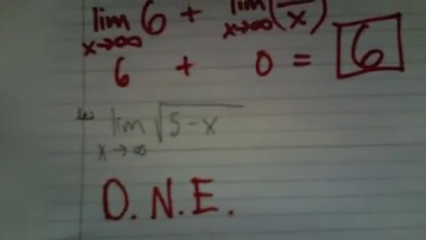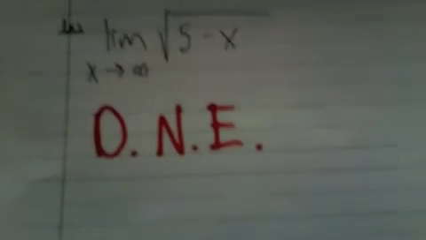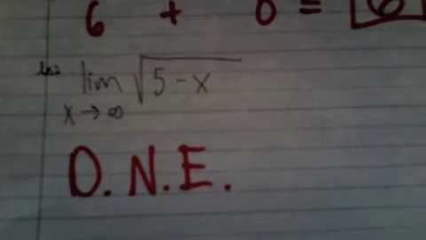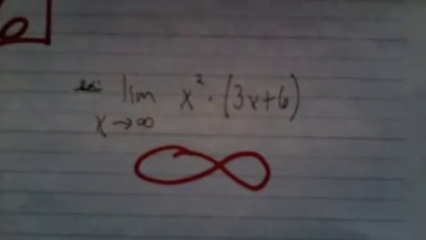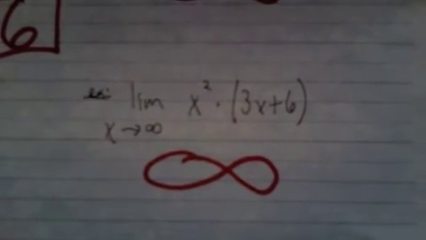The next one, you've got the limit as x is approaching infinity of the square root of 5 minus x. So similar to the last one, except it's approaching infinity. So we're going to have 5 minus infinity. That's going to be negative infinity, and the square root of a negative does not exist, so the limit does not exist.